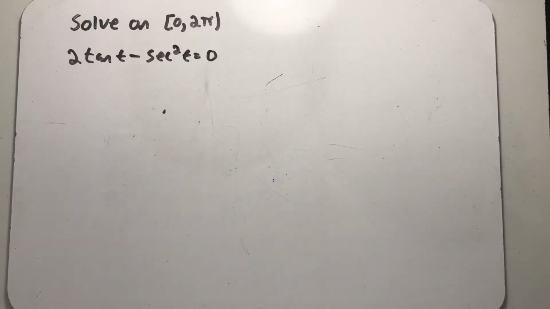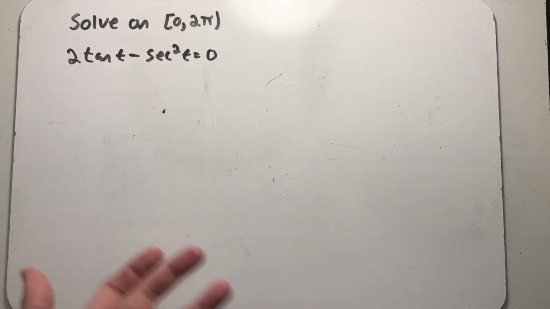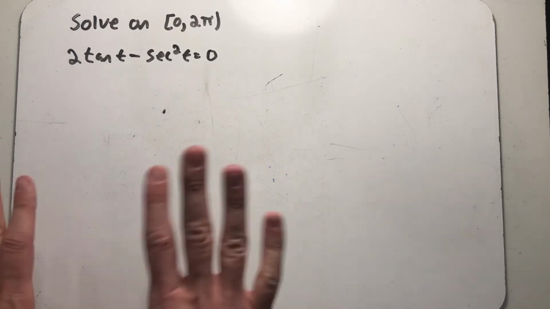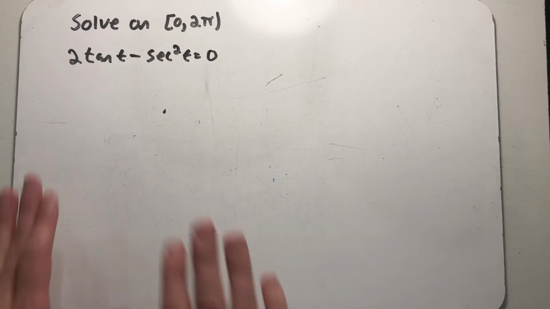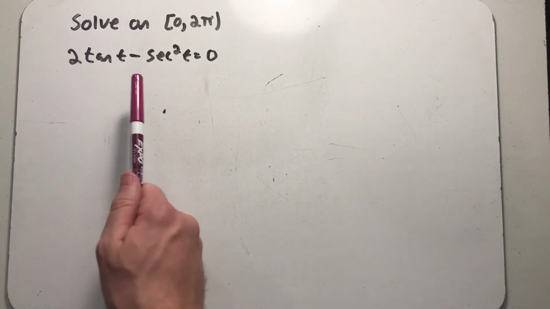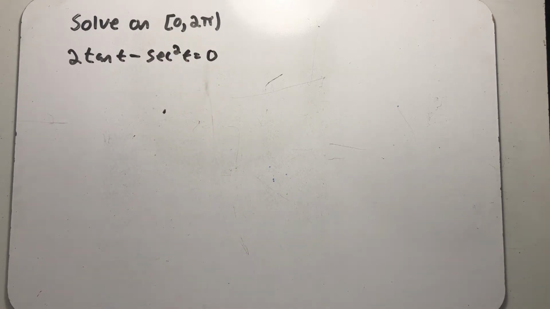Here we're given a trigonometric equation that has a quadratic form, or at least right now a quadratic term in it, and we've been asked to solve it on the interval from 0 to 2 pi. And so the first thing I need to do is to get this all in terms of one trigonometric function instead of having tangents and secants in it. So I see the equation 2 tangent t minus secant squared t equals 0.